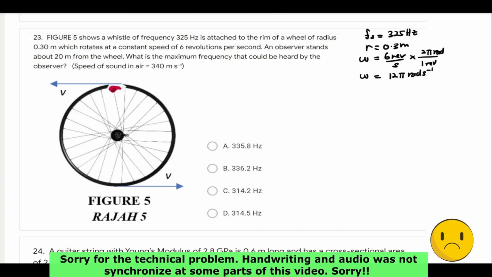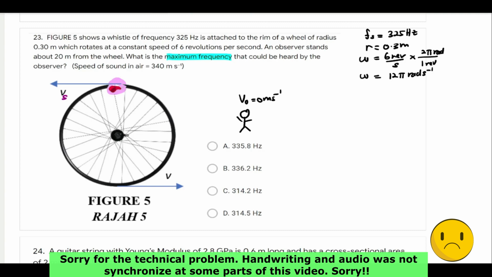Maknanya kita ada an observer. So let's say the observer is here. This is stationary observer, so 0 meter per second. And what is the maximum frequency that could be heard by the observer? Maknanya observer ini dia boleh dengar bila mana whistle itu berada pada kedudukan ini, where the direction of Vs is to the left.